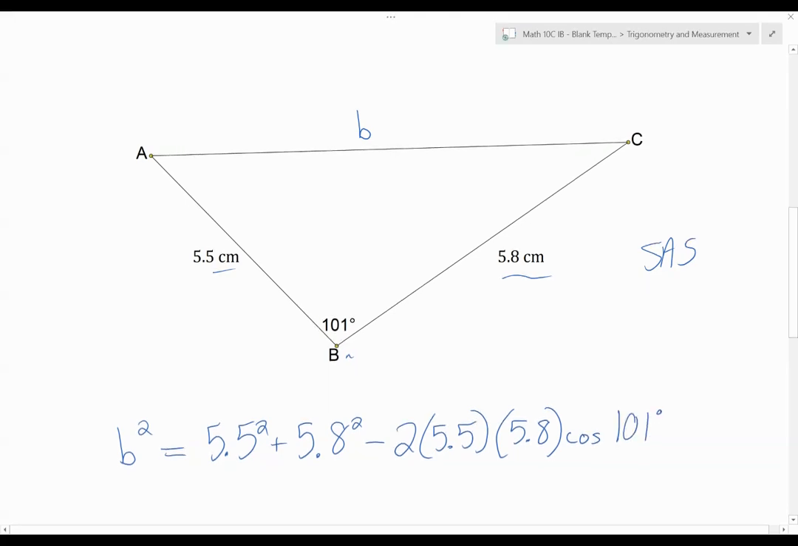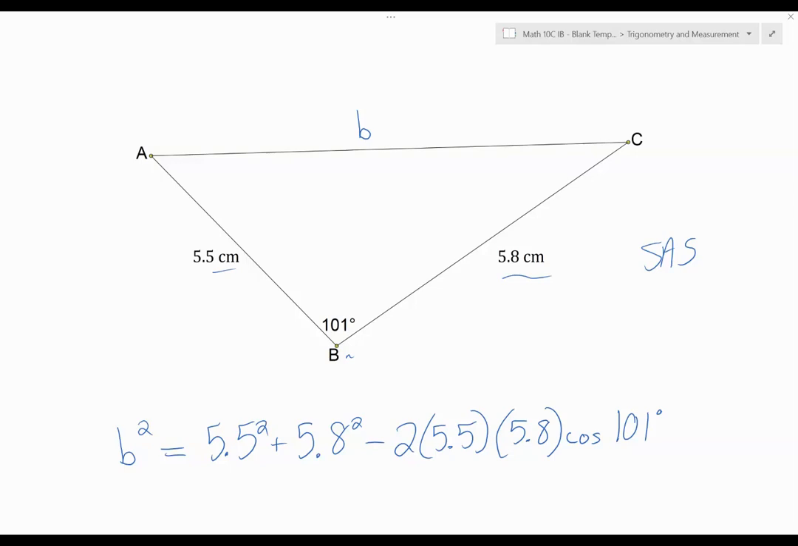degrees. I'm going to note that I'm expecting to find a side length that is bigger than either of the two others because 101 has to be the biggest angle. And then the other thing I'm going to note is that in most of your calculators, it is the best idea to just enter this all in one step.